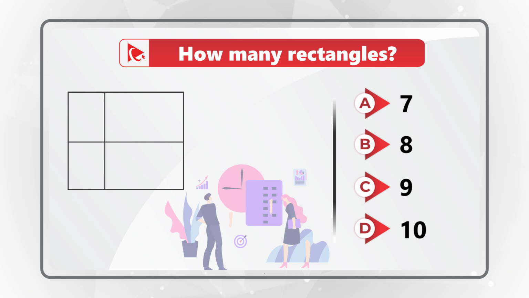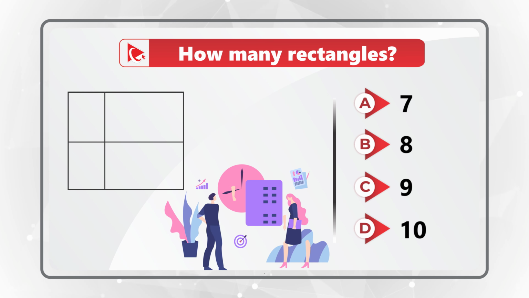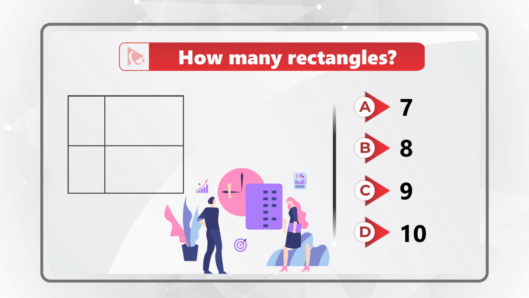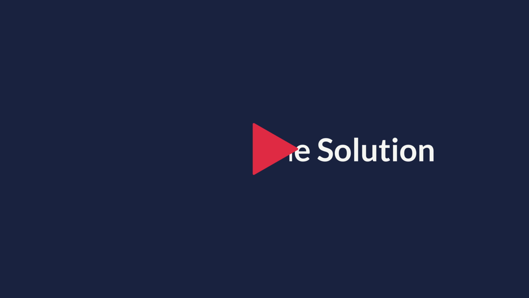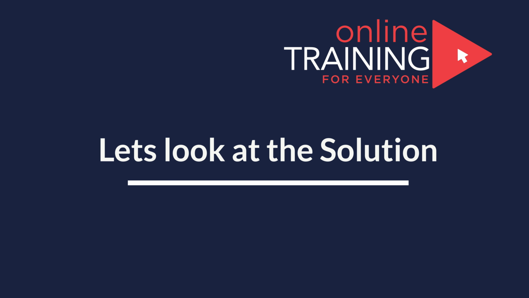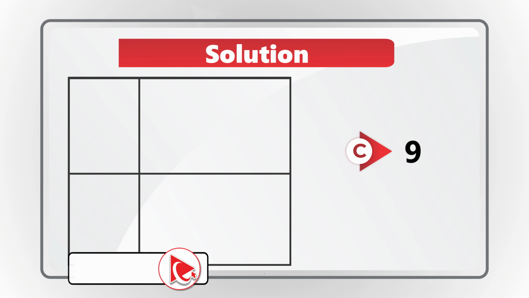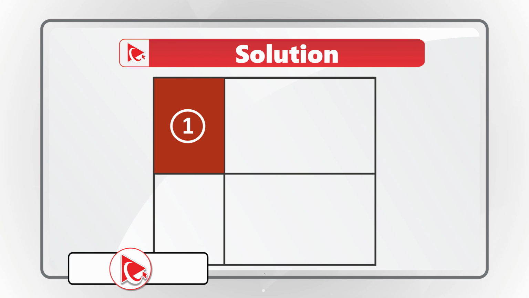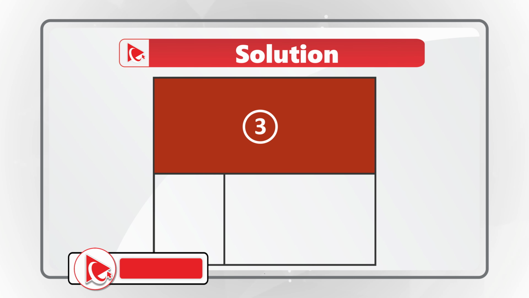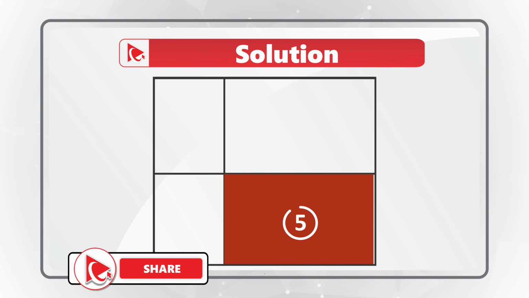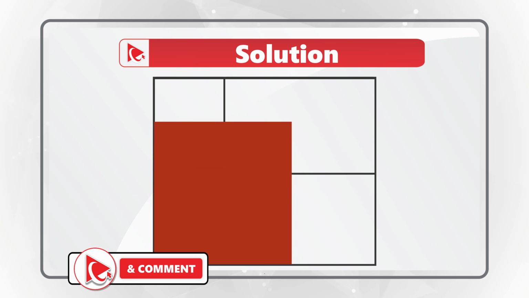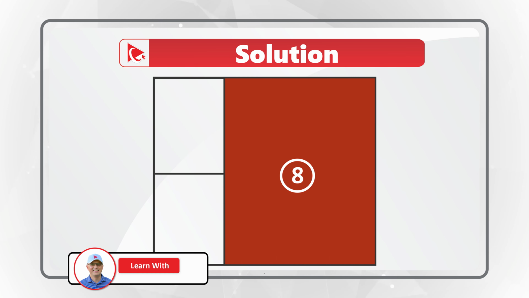Give yourself a little bit of time, maybe pause this video to see if you can come up with the answer. And I'm going to move forward and share with you my solution. But as usual, in case you see a different answer, please make sure to correct me in comments. Hard to believe, but I counted 9 rectangles here in this shape. Let me show them all to you. 1, 2, 3, 4, 5, 6, 7, 8, and 9.